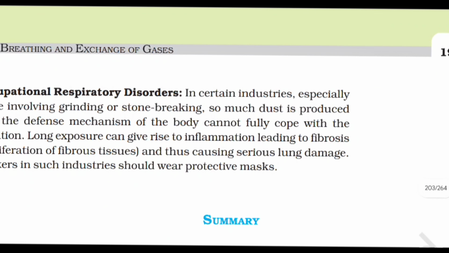Occupational respiratory disorders. In certain industries, especially those involving grinding or stone breaking, so much dust is produced that the defense mechanism of the body cannot fully cope with the situation. Long exposure can give rise to inflammation, leading to fibrosis, that is, proliferation of fibrous tissues, and thus causing serious lung damage. Workers in such industries should wear protective masks.